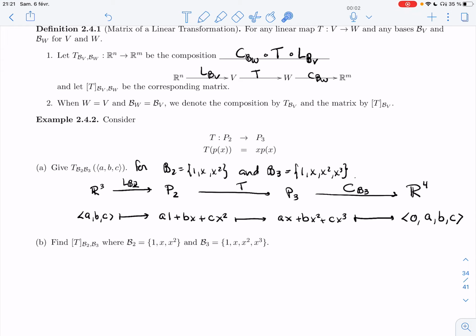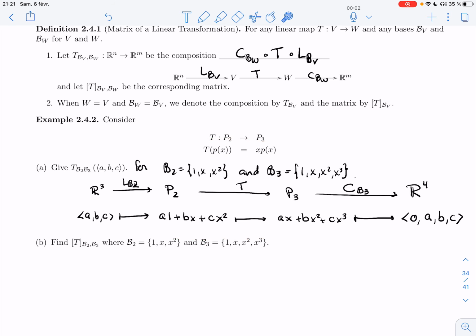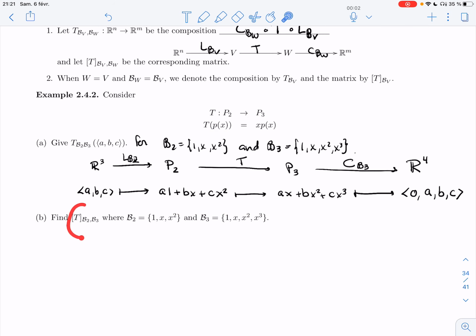All right, so we went from a pretty natural linear transformation on polynomials to this linear transformation on Euclidean space. Now I want to find the matrix of that linear transformation. So I'm going to see what happens to E1.